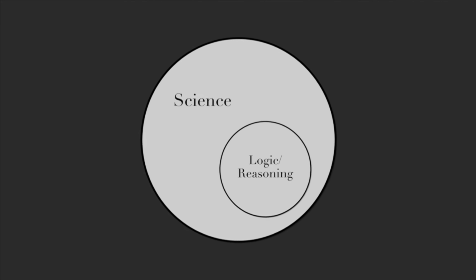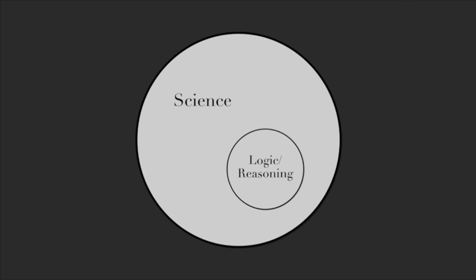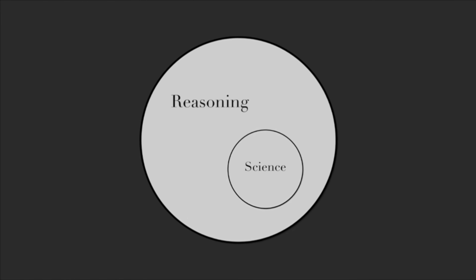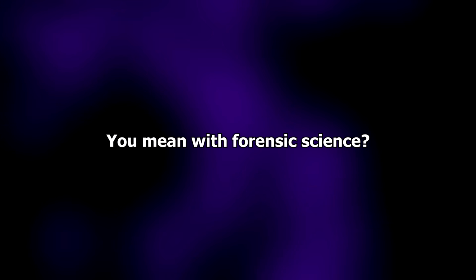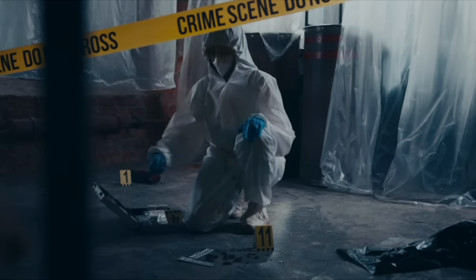Now, before we get into these tools for reasoning, we need to clear up one massive misunderstanding. Some people think that logic or reasoning belongs uniquely to science. It doesn't. Science is just one application of reasoning. These tools, induction, abduction, testimony, and memory, are universal. You can use them to solve a murder mystery. You mean with forensic science? You can use them to discover whether your spouse is cheating on you.